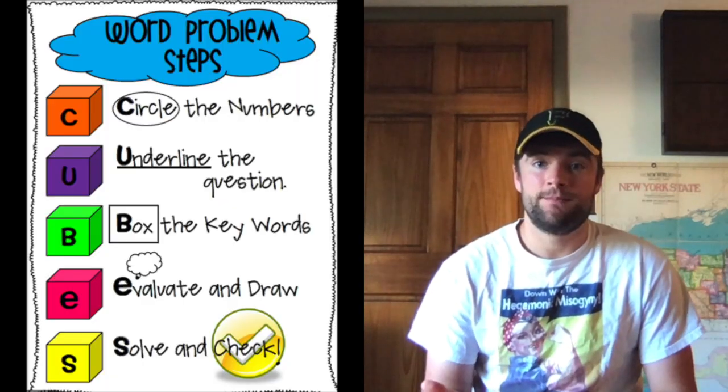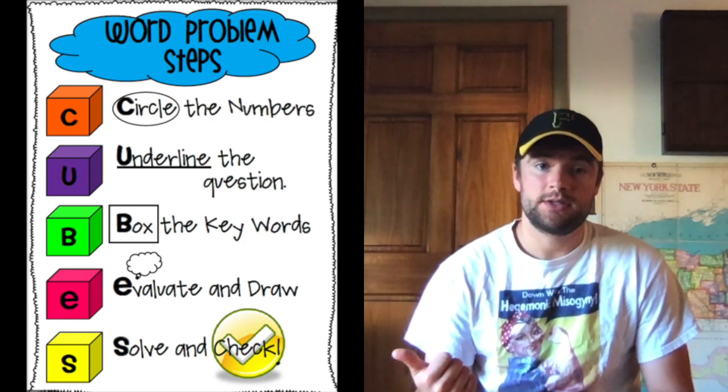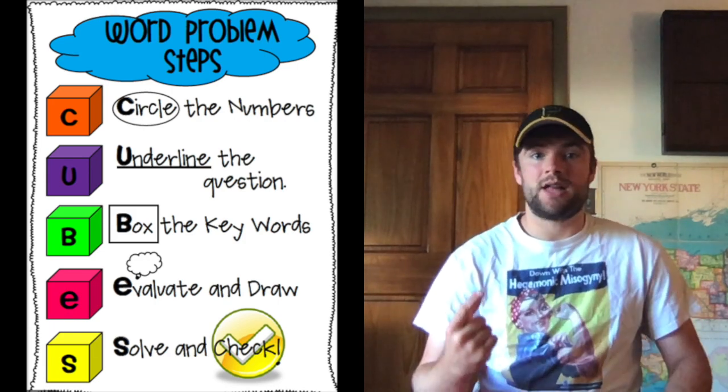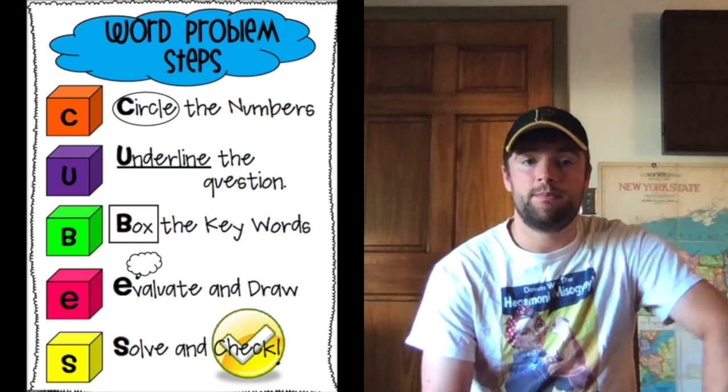So let's review what we went over today. We're talking about multi-step math problems, and we're using the C.U.B.E.S strategy. C.U.B.E.S is an acronym, and each letter stands for something. C stands for circle, the numbers. U stands for underlining the question. Really important step to answer the right question when we're doing multi-step math problems. B stands for boxing the important math words. E stands for evaluate and draw. And S stands for solve and check.